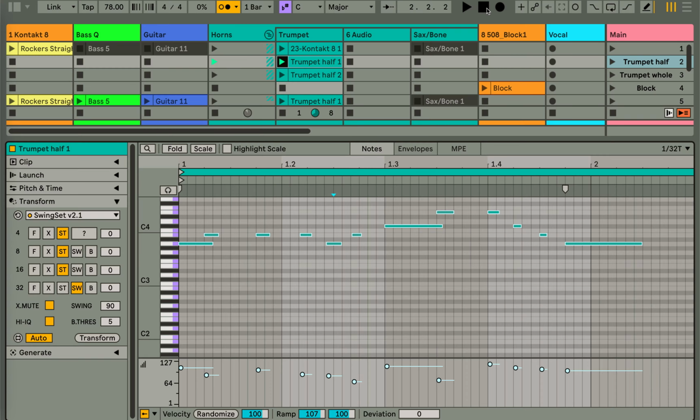The point of this video isn't to tell you this is right and that's wrong. The point is to show you what the exploration process looks like. So I'm going to leave it at 90. Until I change my mind, I'm going to say this is the recipe that I like: straight quarters, straight eighths, straight sixteenths, and a 90% swing on the 32nds.